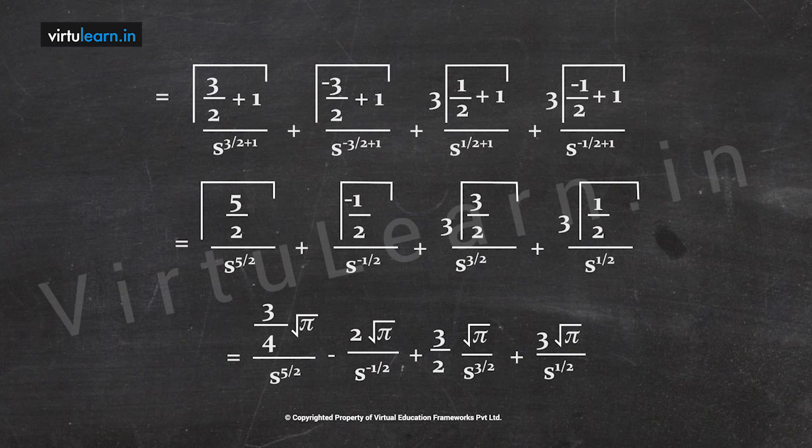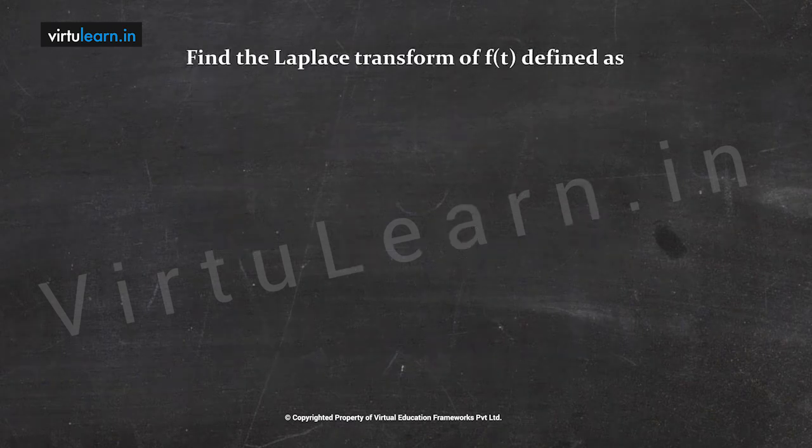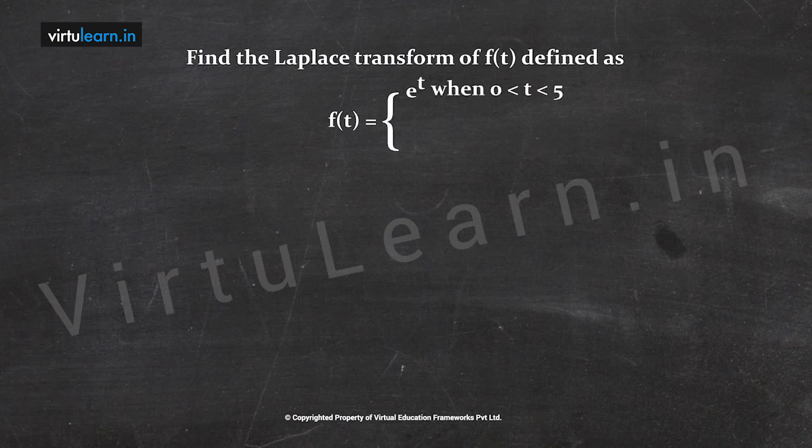Suppose it is a discontinuous function, then how do we calculate the Laplace transform of a discontinuous function? For example, I will consider one example problem here. Find the Laplace transform of f(t) defined as f(t) = e^t when 0 < t < 5. That means f(t) is e^t when t lies between 0 and 5.